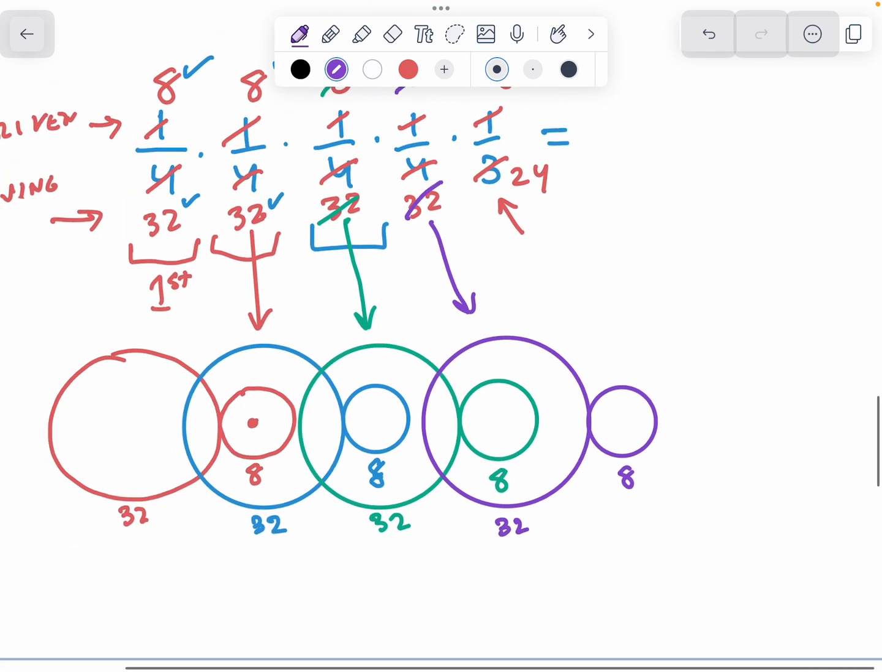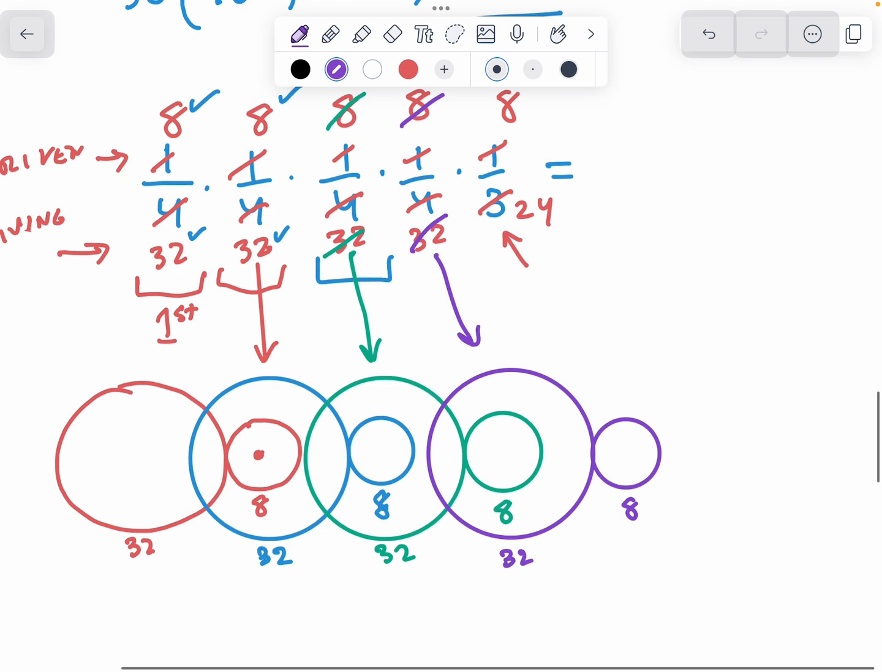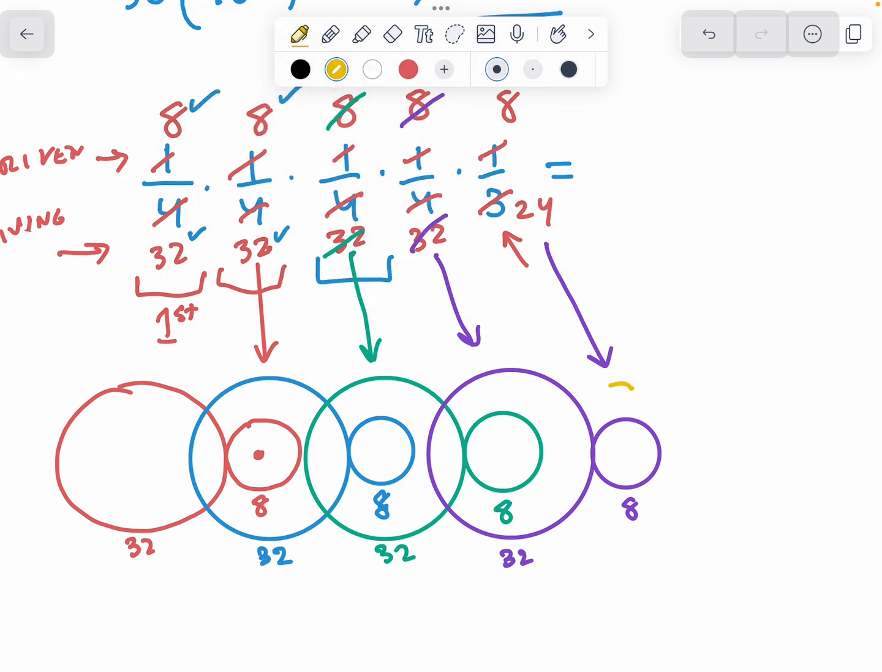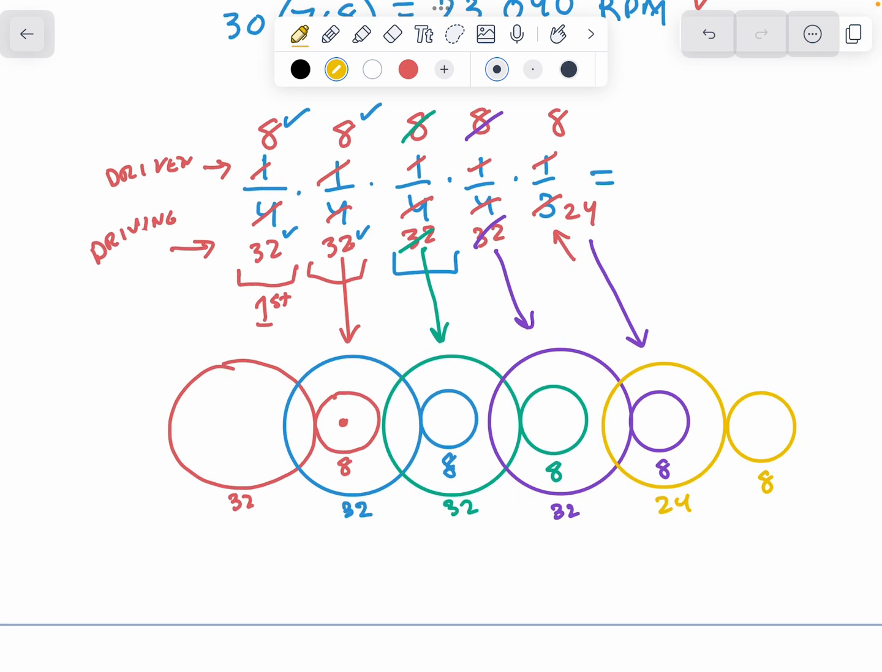Okay, and then now we're on our last gear, which is a 24 and an 8. So the 24 is going to go down here. Let's change to a different color. We'll do it yellow. So now this is going to be a little bit smaller than my other big gears. So that's going to be a 24, and it's driving an 8. So this is my gear train.